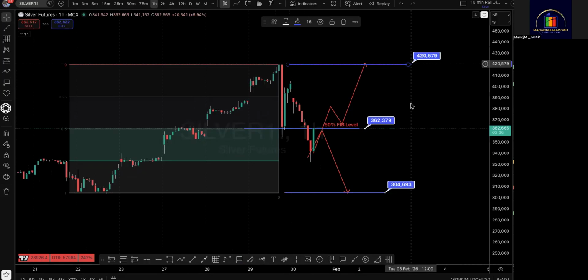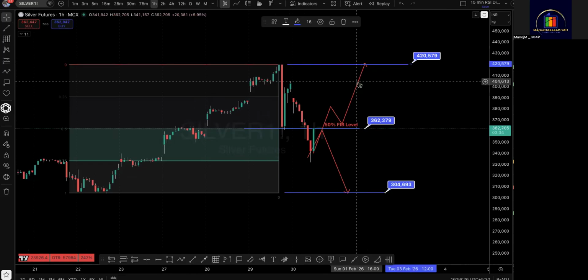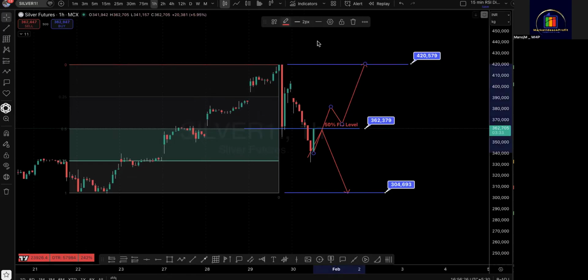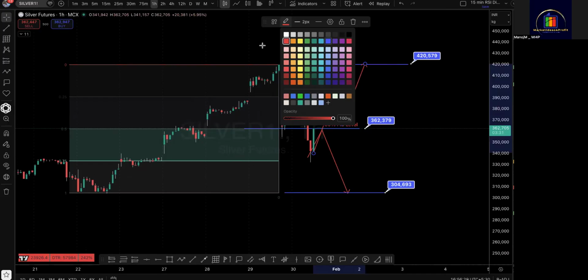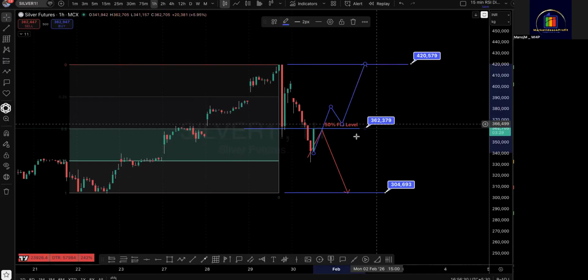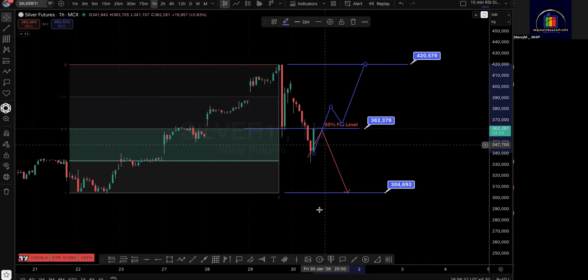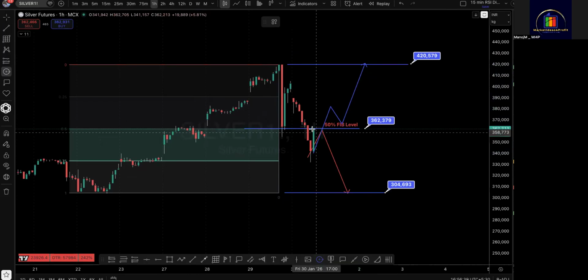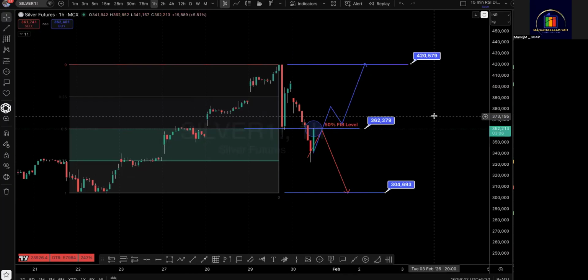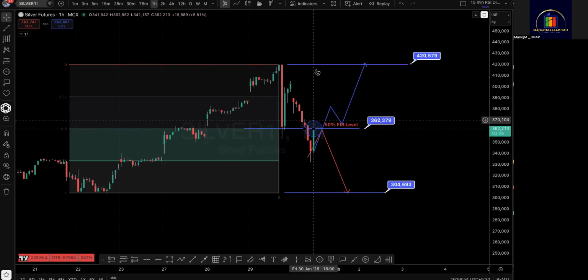Now, this is a 1 hour chart, right? So I'm looking at a short-term scenario. I'm going to convert this into a blue line. This is how I see silver, two trajectories, one to the top, one to the bottom. We are at a very crucial point right now. If you see, we're at the 50% level. The moment we show some reaction, that should give you a clue of what the price can do from here.